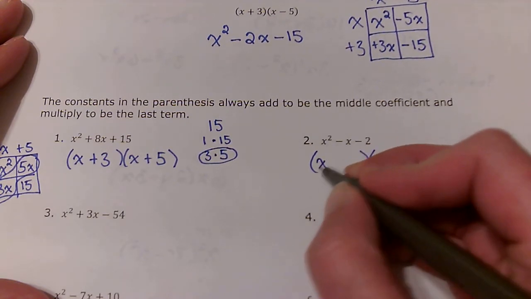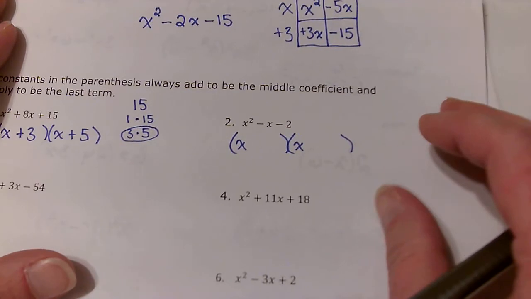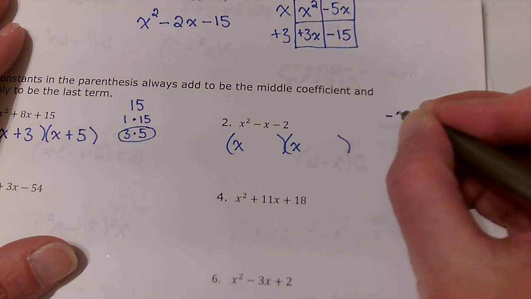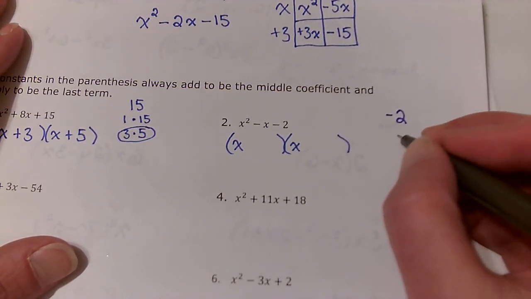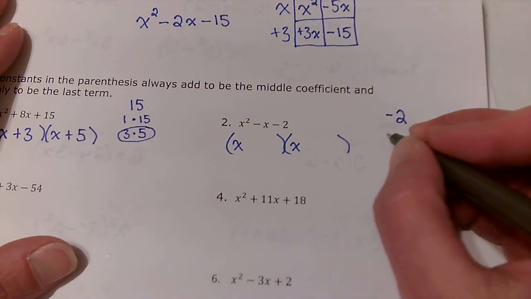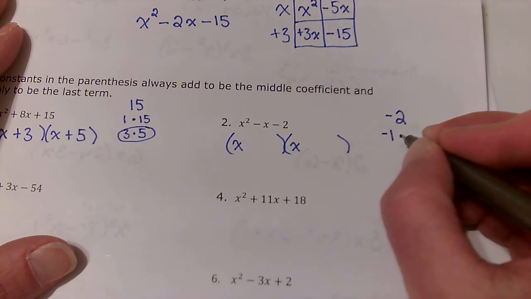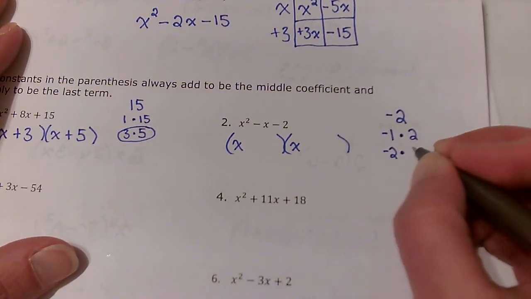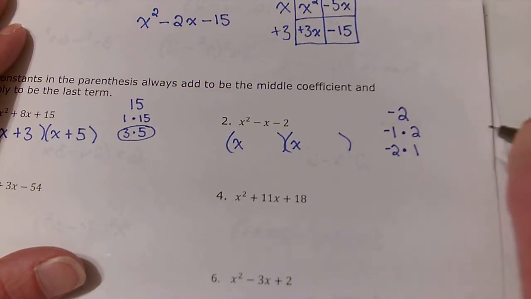X times x is the only way to get x squared. Now this one's kind of interesting. Negative 2. It's a negative number. Okay, so to multiply to be a negative 2, I could either have negative 1 times 2 or negative 2 times 1. That's the only way to get a negative answer. So now I need to see what these things add to be.